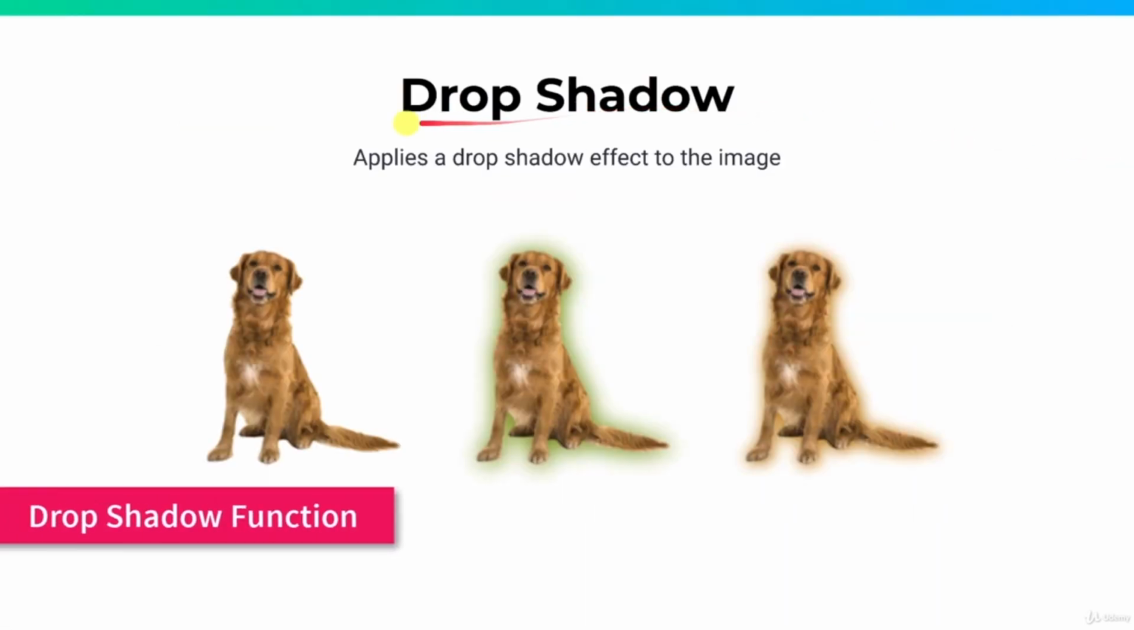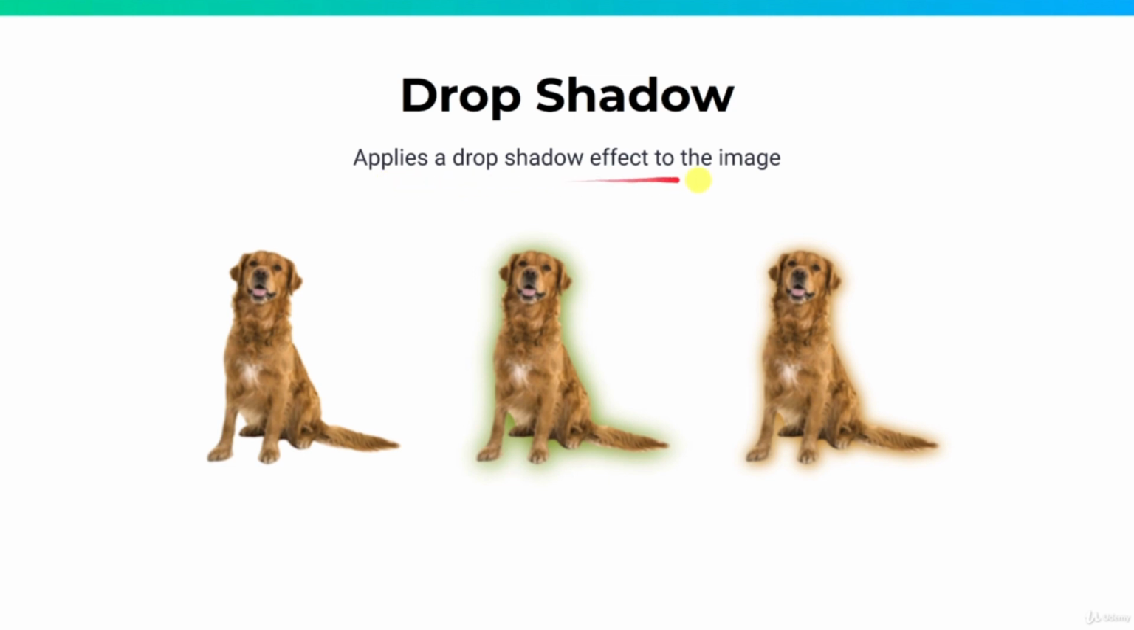So in this video, we're going to talk about the drop shadow function in CSS image filters, which allows us to apply a drop shadow effect to the image. Here's a demo. This is the original image, and then we have the second image where I have applied a drop shadow effect. You can see this green drop shadow effect. Here's another one, the third image, and I have also applied a drop shadow effect right there. In this case, this drop shadow is light brown.